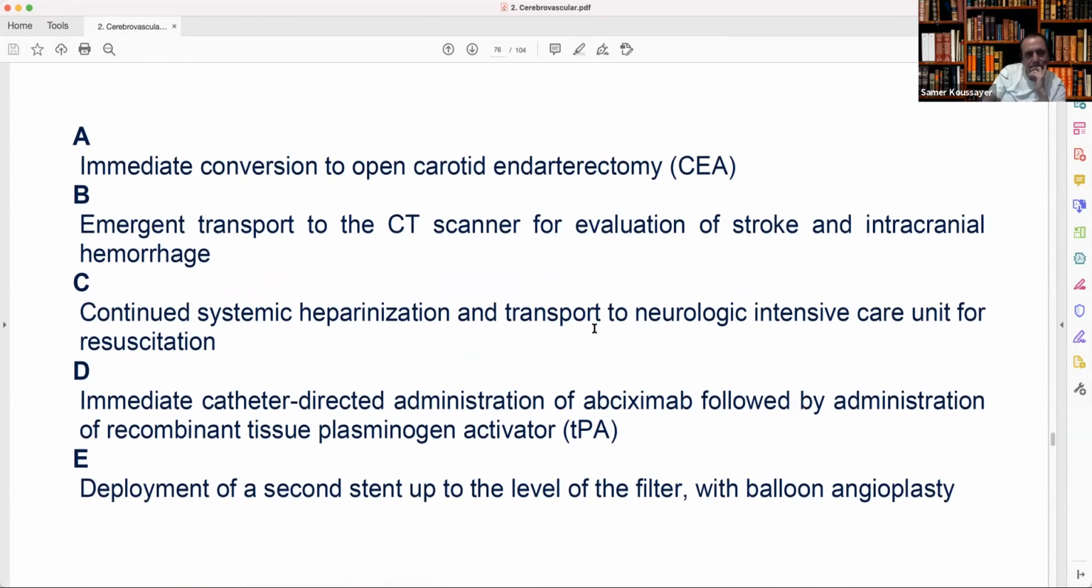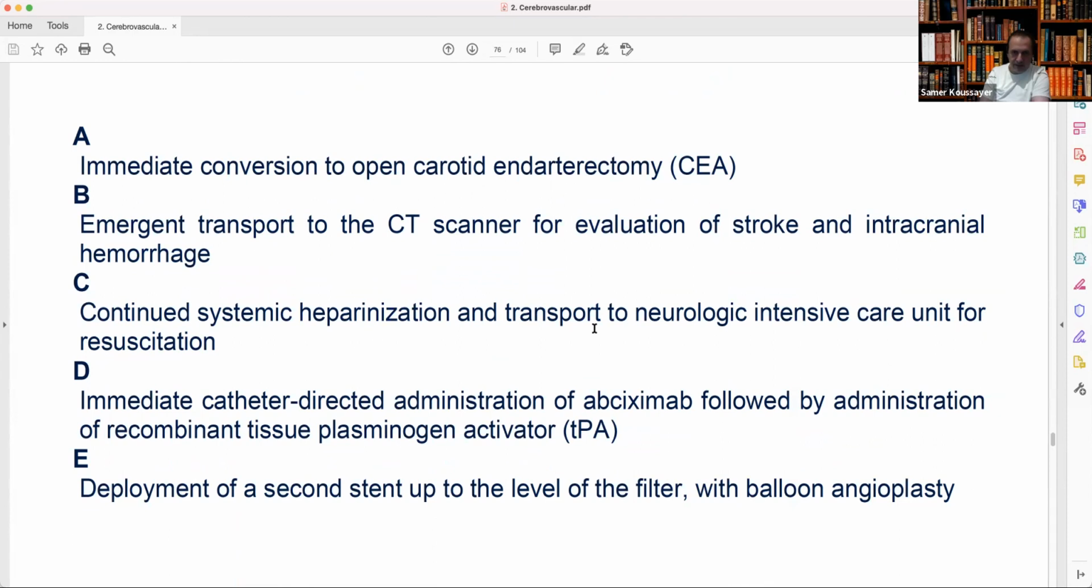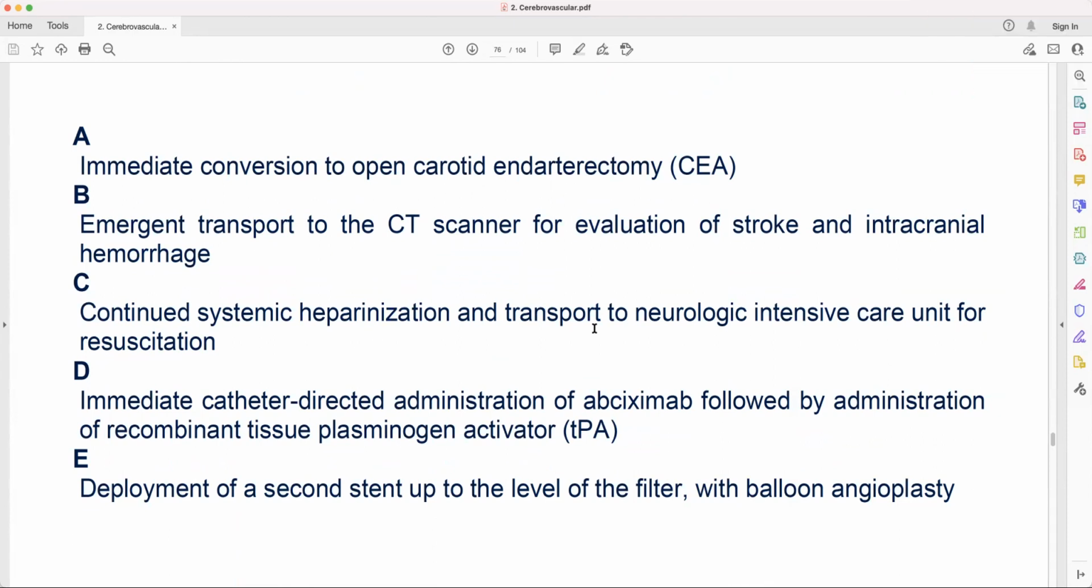D, immediate catheter directed administration of abciximab, followed by administration of recombinant tissue plasminogen activator. I think this is the answer, right? Because you need to have a clot, you need to remove it. tPA, thrombolysis. We'll talk about this.